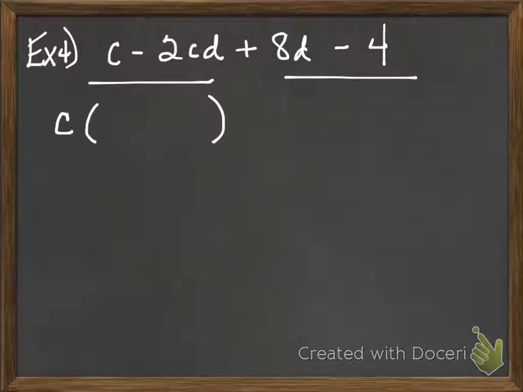C times 1 minus 2D. Think about that. C times 1 is C. C times negative 2D is negative 2CD.